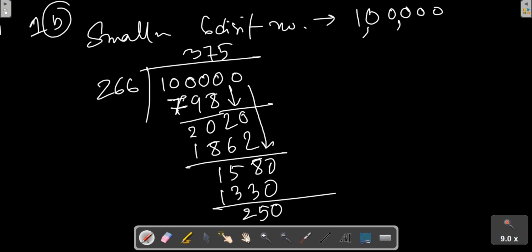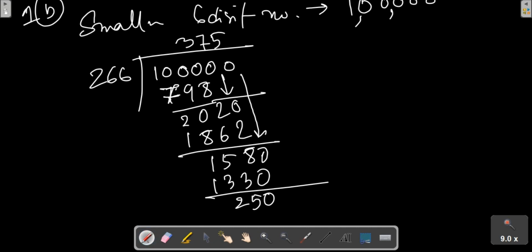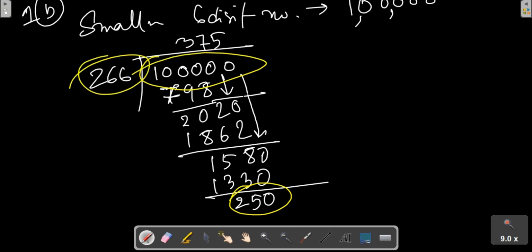So what you can see on the board is that it's very easy to see that it's not divisible by 266. So then what do we need to do? As it is not divisible by 266 and is still keeping a remainder 250, we need to check the next number. This is the smallest 6-digit number, but it is not divisible by 266, so we need to check the next multiple. As it was 375, we need to multiply with the next number, that is 376, and we'll get your required result.